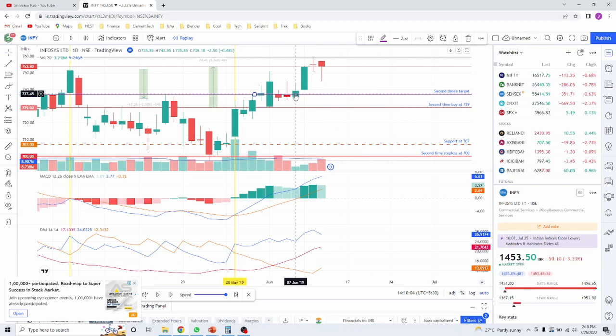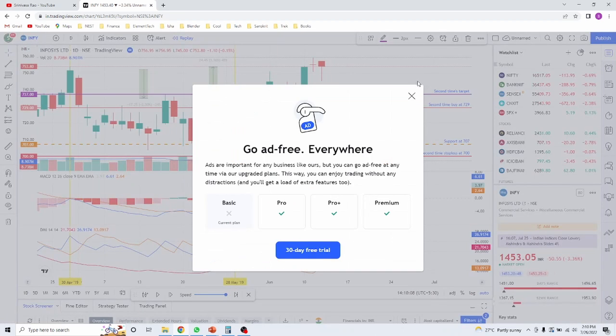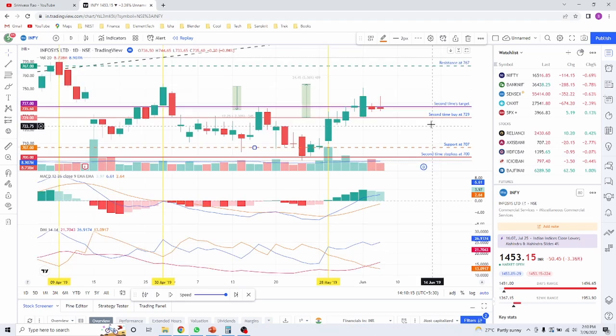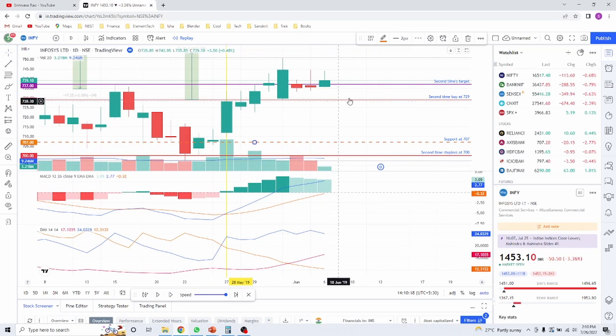Now let us go back to this day. Okay, so we'll use our tool here again. So basically we'll use this button. We'll go to this day and we'll click here. So it is as though we are on this day. Okay, so if I just hit it, my second time's target has been hit. Now the question is, should I sell, or since I have met my target, should I wait for more?